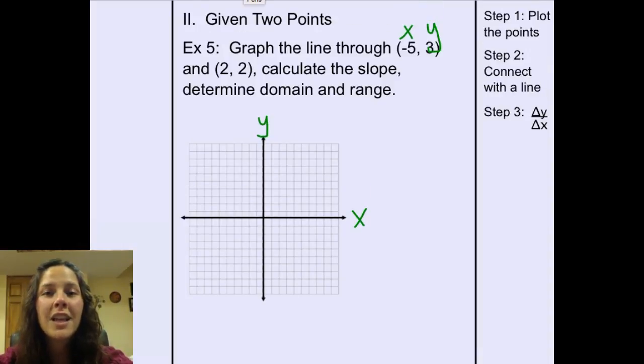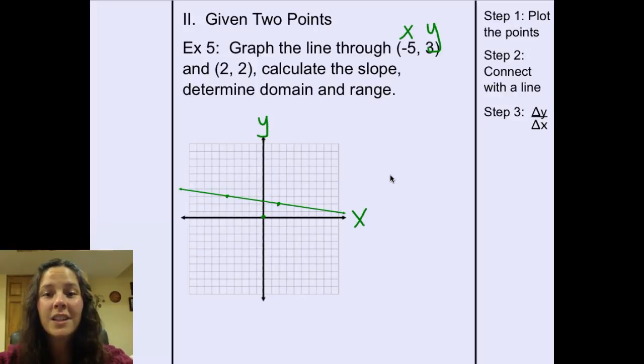Our first coordinate has an x value of -5. We start at the origin, which is the 0, 0 point, and we go left 5, and then our y-coordinate is +3, so we go up 3 from there and plot a point. Our next coordinate is 2, 2, so our x value is +2, and our y value is +2, so we go right 2, up 2. Then we simply connect the 2 points with a line.